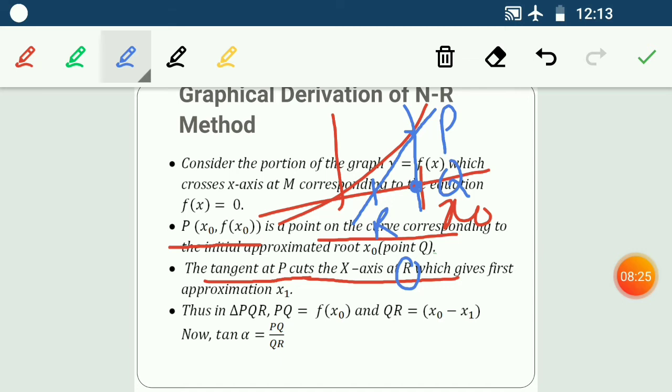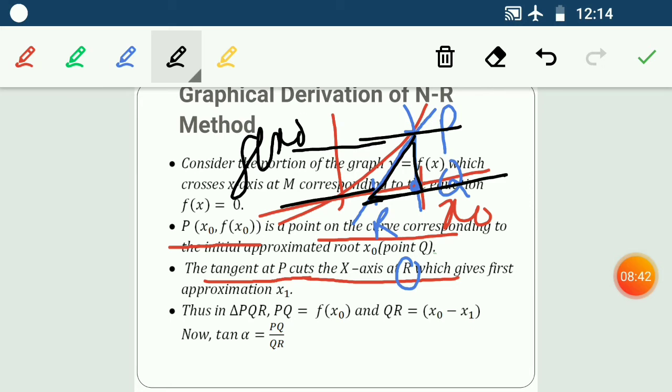So for derivation of this method, we will now consider this triangle. Okay, so here we can see the value PQ is how much? The value of this PQ is this, that is f of x naught, the value on the y-axis. Okay, so this is the value of PQ. Now what is the value of this QR? That is this much. Up to this value we have x naught, and this is my x1. So I can say QR is what? X naught minus x1, right?